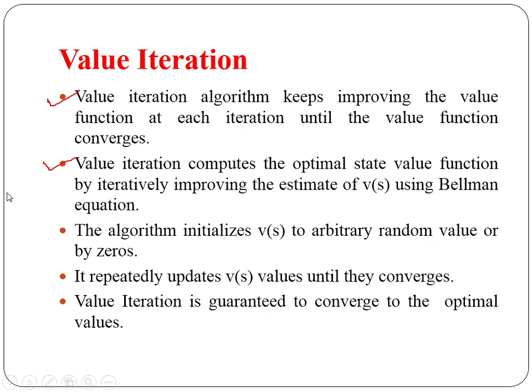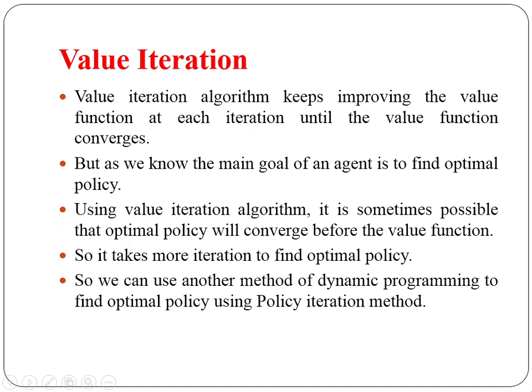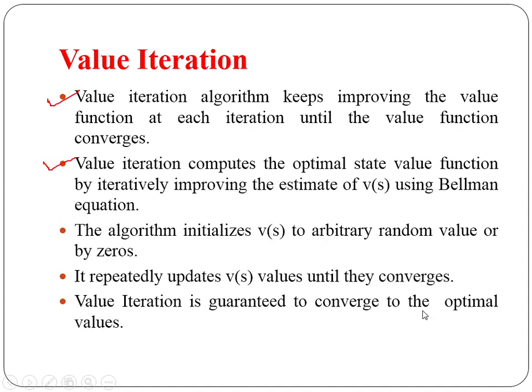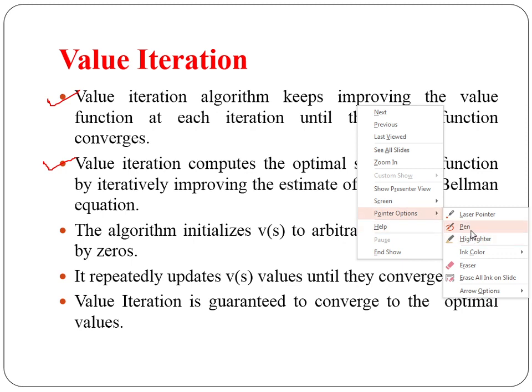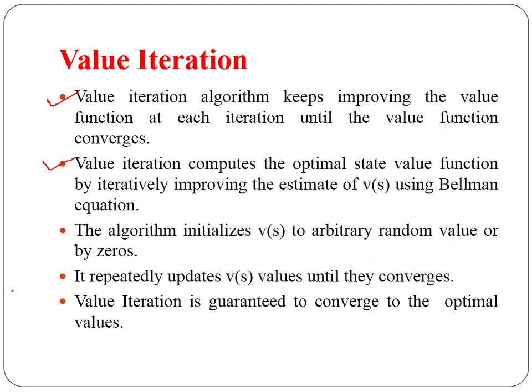After that, it repeatedly updates V of S values until they converge. That is what I said: V of S values will be updated until they converge. Converges means until there are no further updates, and value iteration is guaranteed to converge to the optimal values. So this will be guaranteed to give you the optimal values.